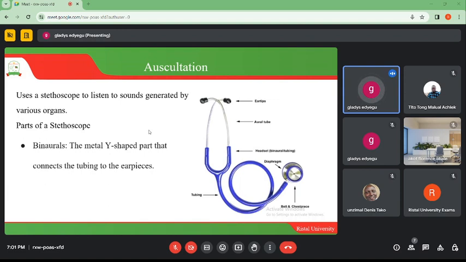So the ear tips are basically this. I don't know whether you're seeing my cursor. Are you able to see my cursor, Tito?